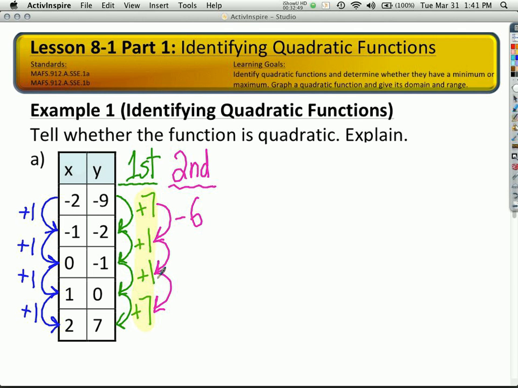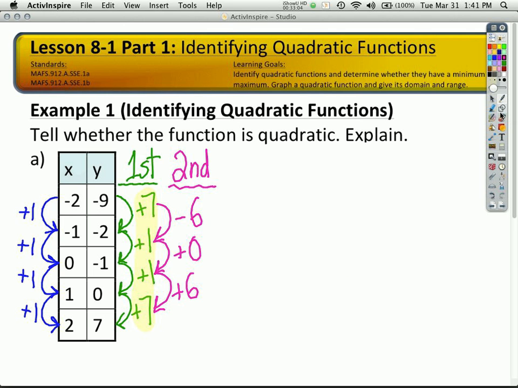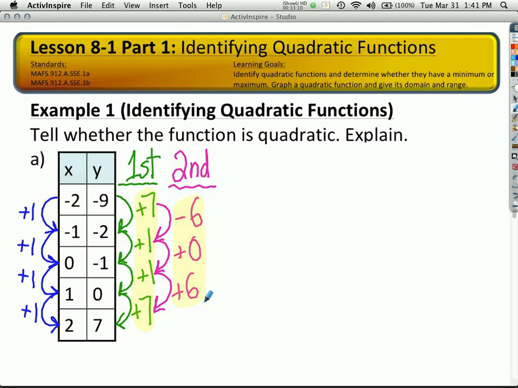Add nothing. Add 0. Very good. Nothing. And what about the change from 1 to 7? Sam? What's the change from 1 to 7? Very good. We're adding 6. So now we're looking at the second differences and saying, well, if it was quadratic, these would all be the same, but they're not.